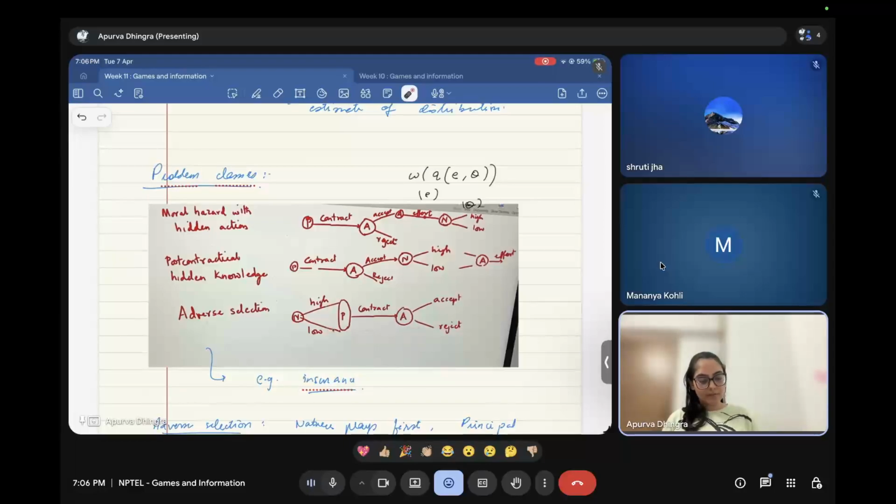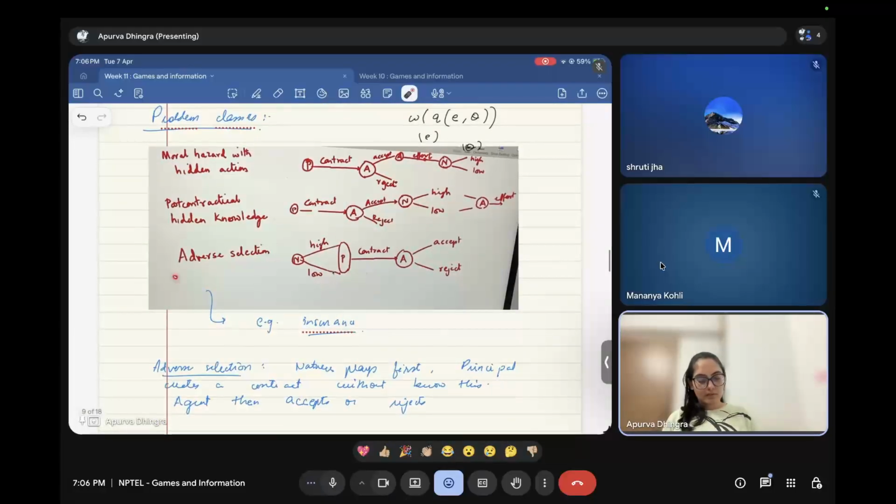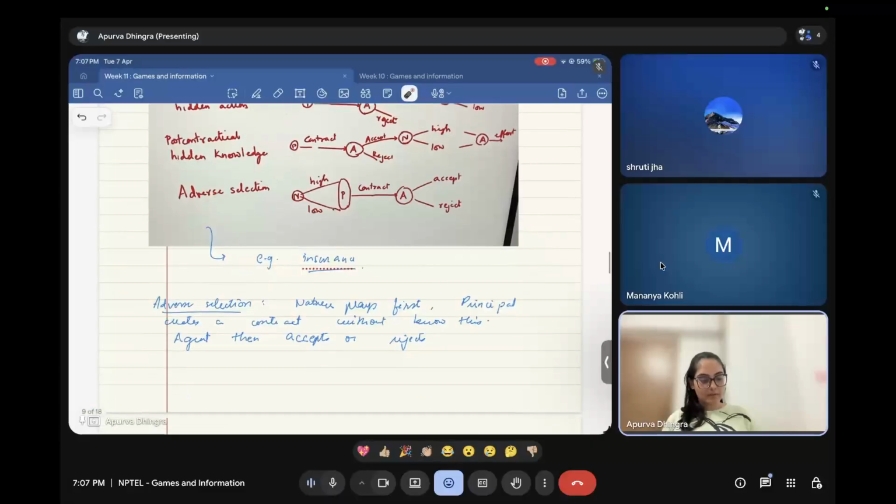So what is happening here is something is getting created before the game even started, before the contract even started, but it is something that's not known to either of them. In that case, the kind of game that is happening in the contract is called adverse selection. This is the scenario where nature plays first, but the principal does not know that, and he makes a contract without knowing this. The agent just accepts or rejects it.